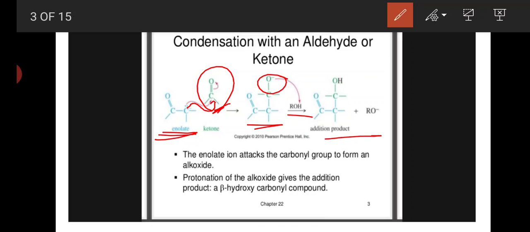This reaction is called condensation with an aldehyde or ketone. Okay, here it is not only a ketone, it may be an aldehyde or ketone, any carbonyl compound. Condensation of enolate ion with aldehyde or ketone. The enolate ion attacks the carbonyl group and forms an alkoxide. This alkoxide participates in protonation and forms a beta hydroxy carbonyl compound. This is the reaction.